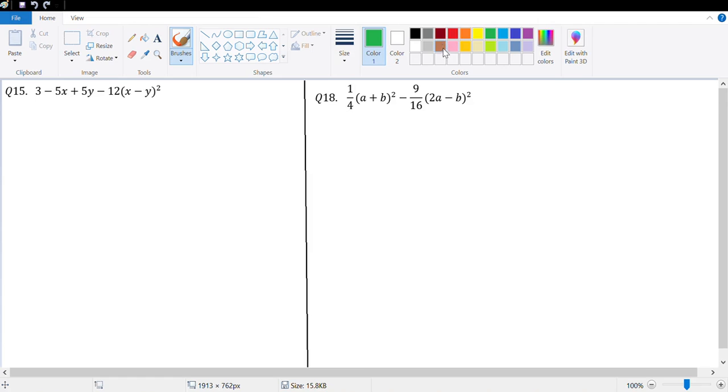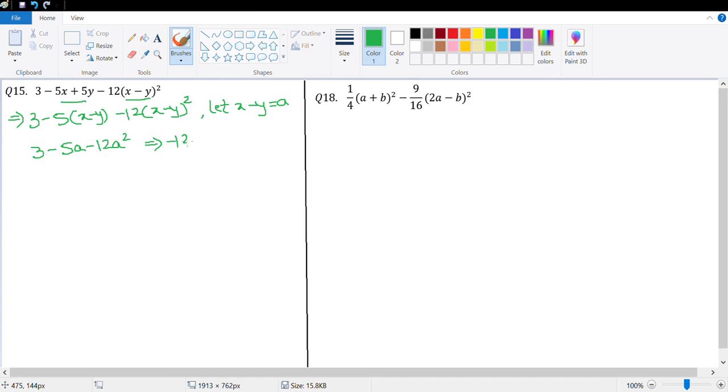Next one, question number 15. So this is 3 minus 5x plus 5y and x minus y. I notice x minus y, and this could also become x minus y if I take 5 common. So let's do that. 3 minus 5 times x minus y minus 12 times x minus y the whole square. Now let x minus y be equal to a new variable a. So what we have is 3 minus 5a minus 12a square. Like I always said, I prefer to write it with descending order of power. So that's negative 12a square minus 5a plus 3.